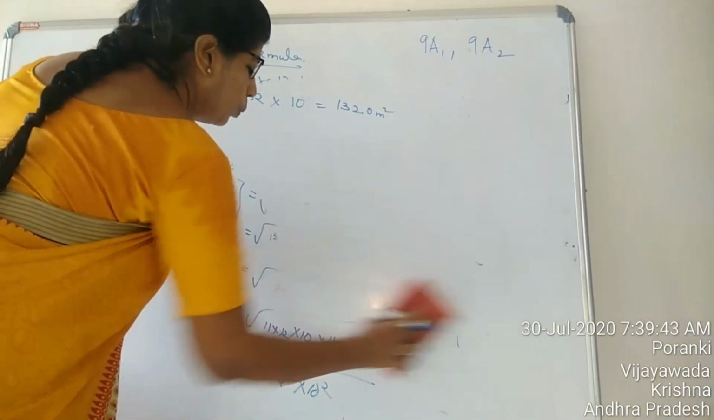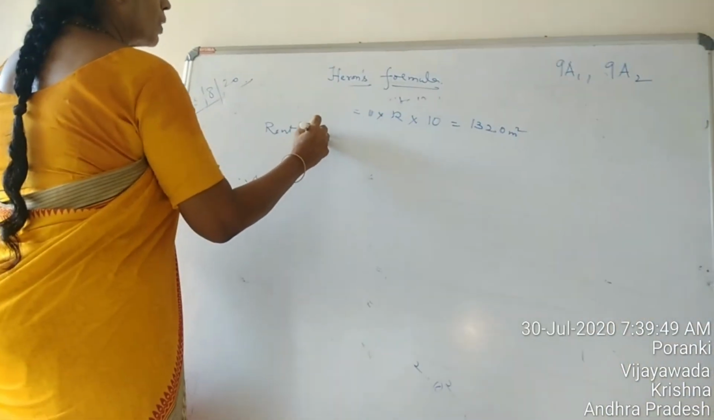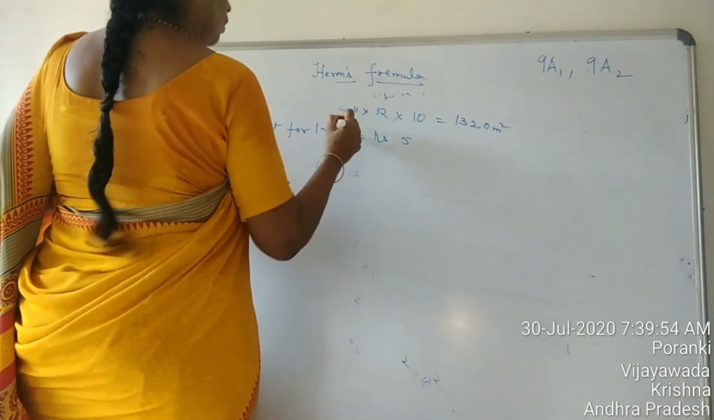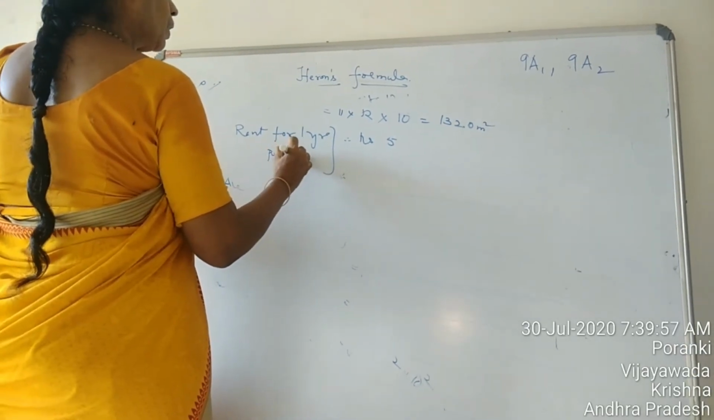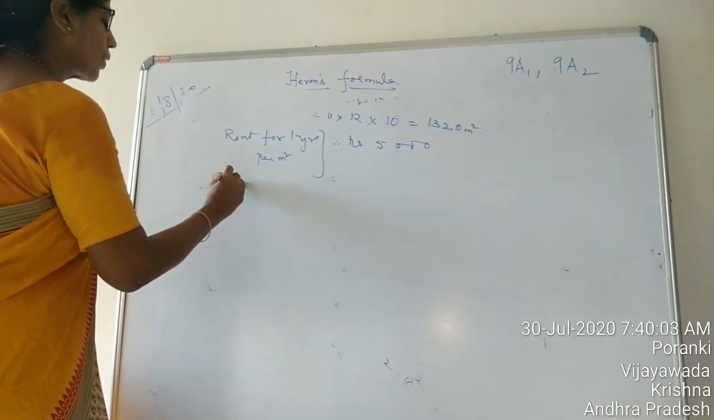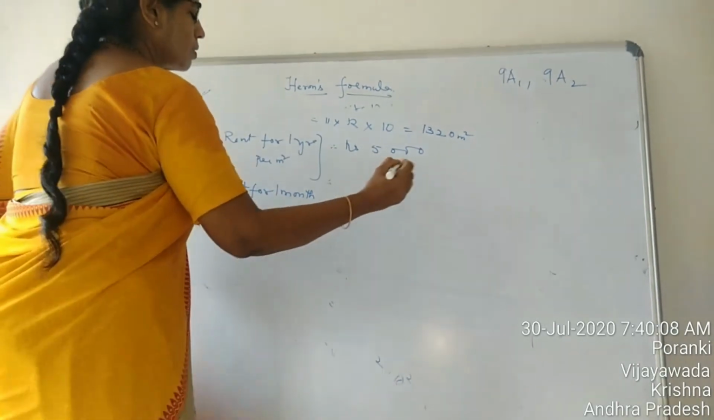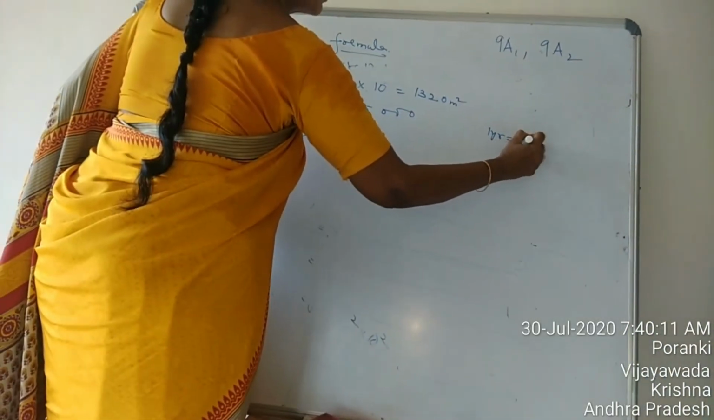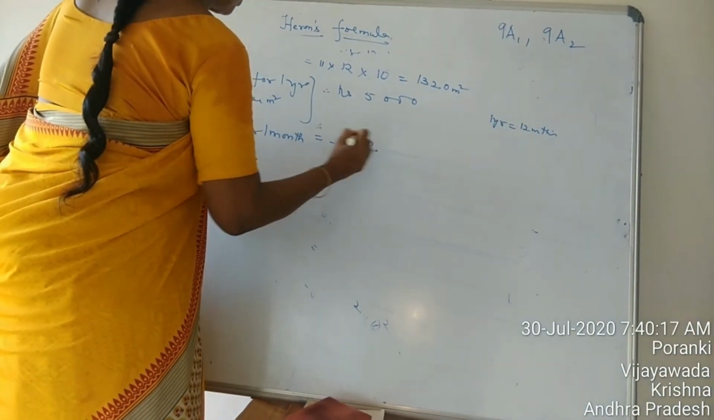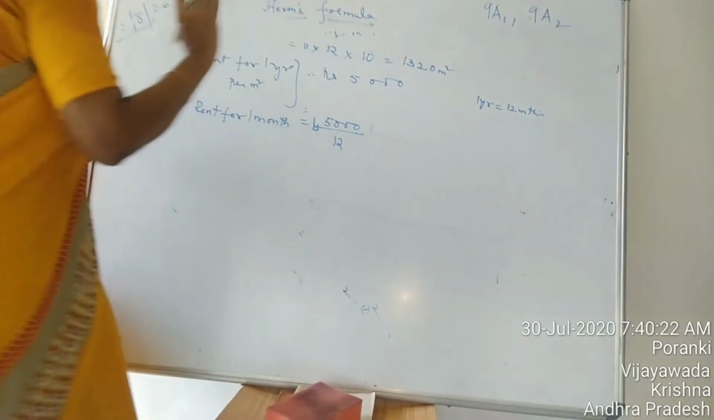Yes. Now what is the rent per annum, children? Rent for 1 year is how much? Rent for 1 year is equal to rupees 5,000 for 1 year per meter square. So what is the rent for 1 month? Rent for 1 month will be what, children? 1 year is equal to what? 12 months. So 1 month rent is what, children? 5,000 by 12 rupees. Leave it like that.